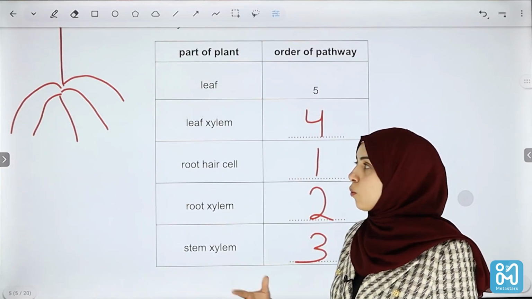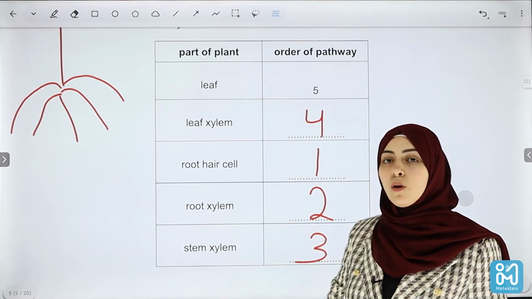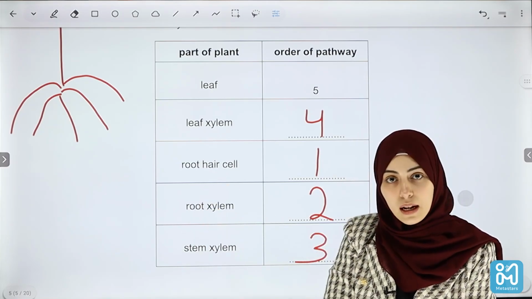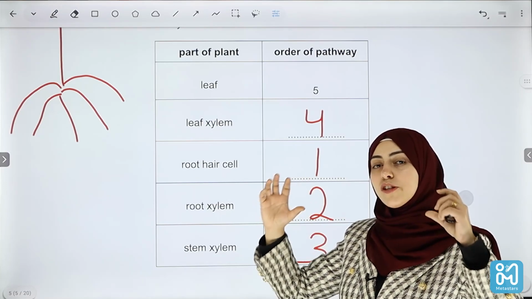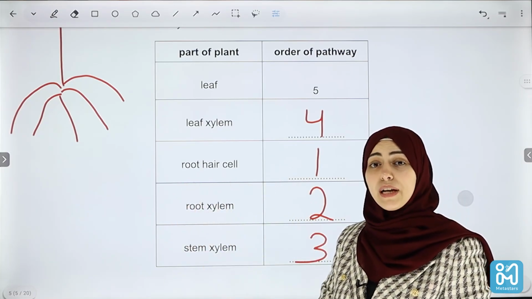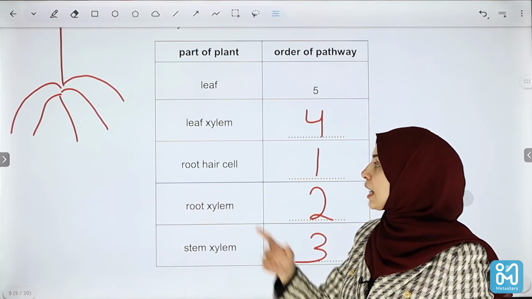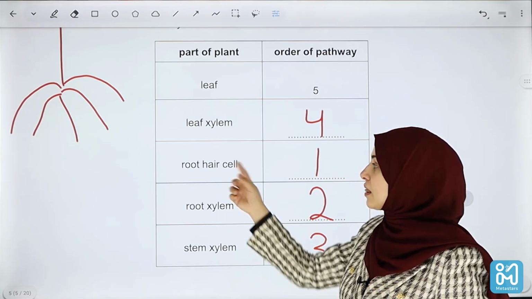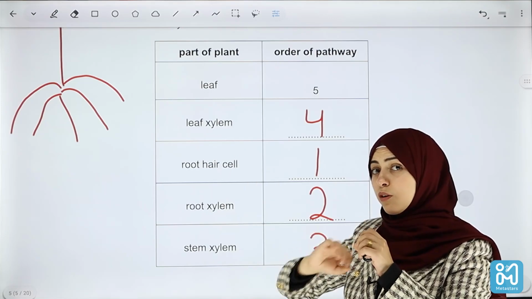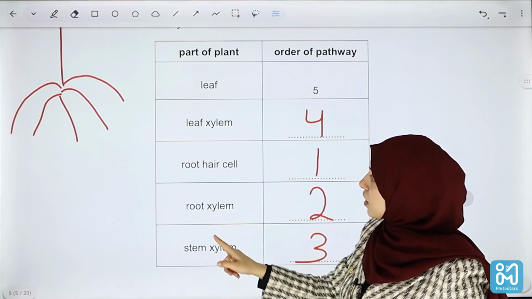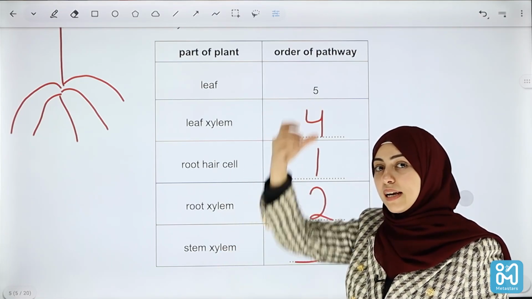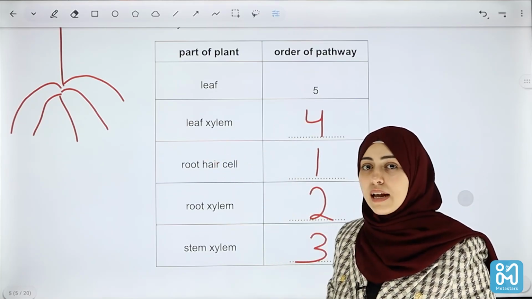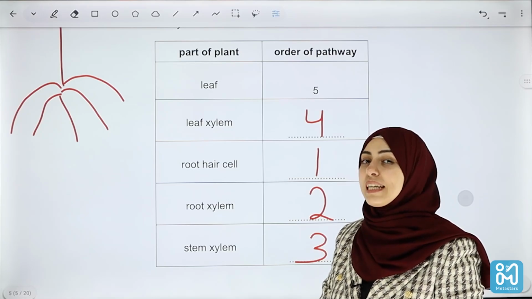So first of all, while talking about the pathway of the water, we are talking about the root. So we will start with the root hair cell, which has a very large surface area to absorb more and more water and minerals that the plant needs. And remember, the root hair cells are long microscopic hairs. And then it will go through the root xylem. Later on, it will go through the stem xylem, okay? Then to the leaf xylem, and then to the leaf itself, where the evaporation will take place.